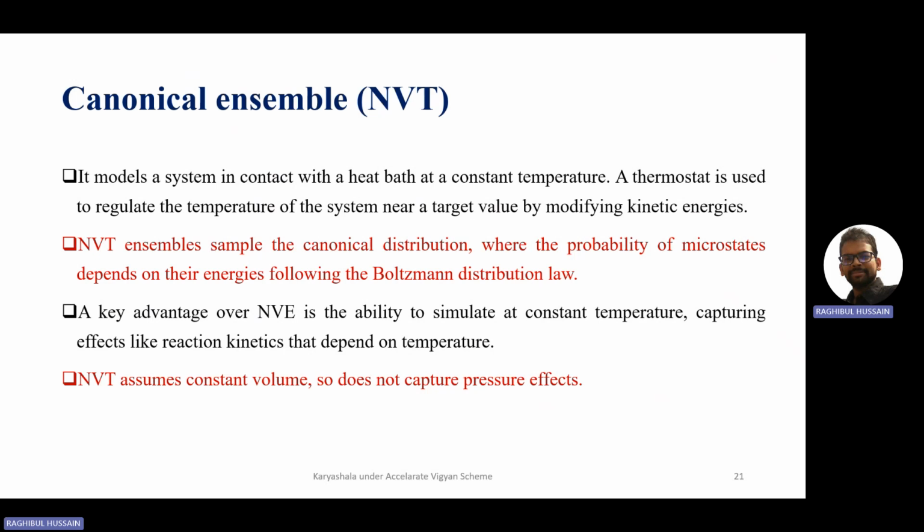Then the NVT ensemble samples the canonical distribution, where the probability of a microstate depends on the energy following the Boltzmann distribution law. It assumes constant volume, so it does not capture the pressure effect. Now, there is a concept that the volume is constant, but it is not exactly a constant value; it will fluctuate around a particular mean, right? When we say the temperature is constant, that means the temperature will not be exactly constant. It will fluctuate with respect to a particular mean.